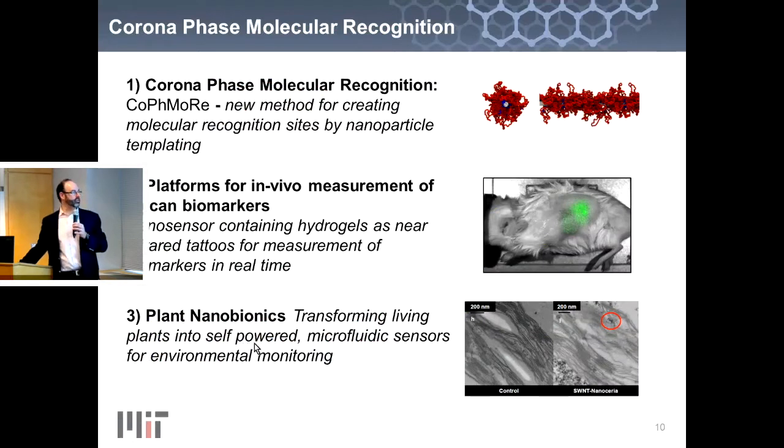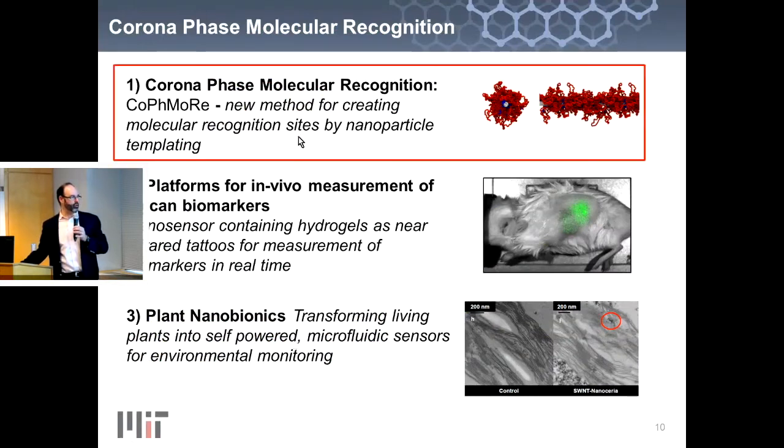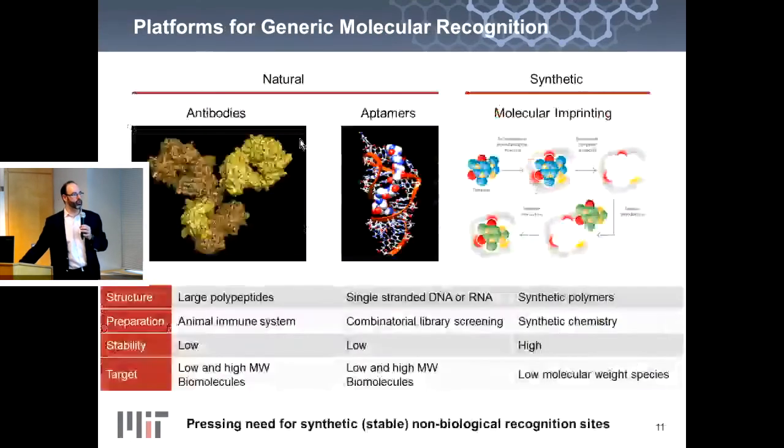And then I've also been very interested in plant systems. We've made some important discoveries here, and we now understand how nanoparticles move and traffic in plants for the first time. And we have a lot of crazy ideas on what to do with plants and how to engineer them and how to give them new and unusual functions. Okay, so let's talk about corona phase molecular recognition.